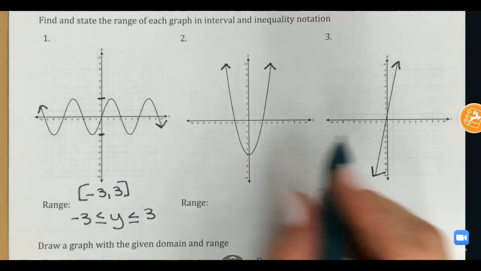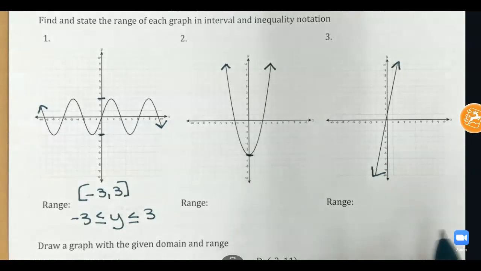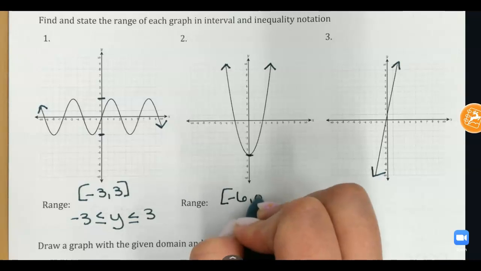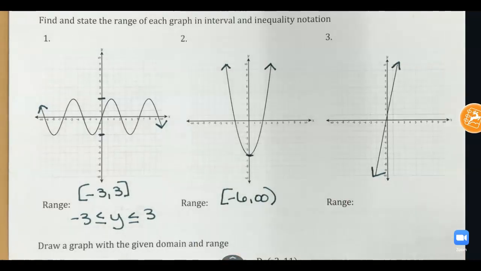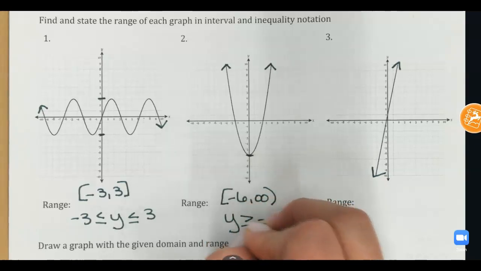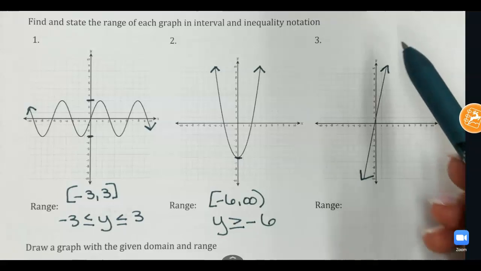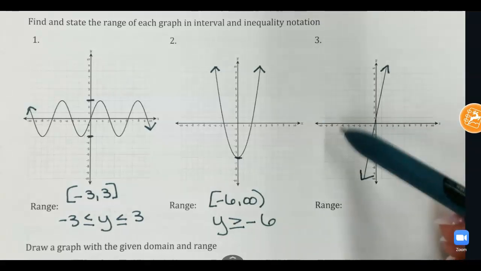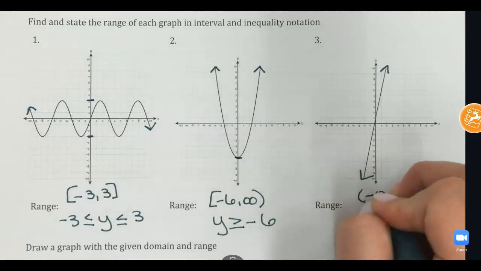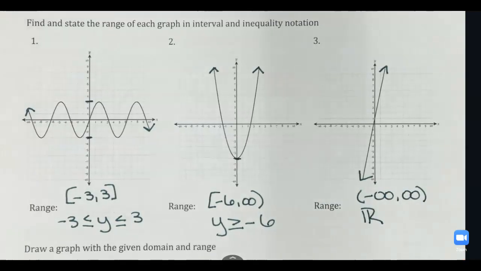Number 2, my y values start at -6 and are going off to +infinity. So in interval notation, that's going to be bracket -6 to +infinity. And in my inequality notation, y is greater than or equal to -6. Okay, on 3, my range, again, these arrows are going off in both directions, so my range is all real numbers, or negative infinity to positive infinity, which we can represent both ways.